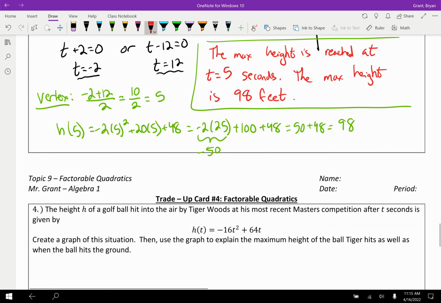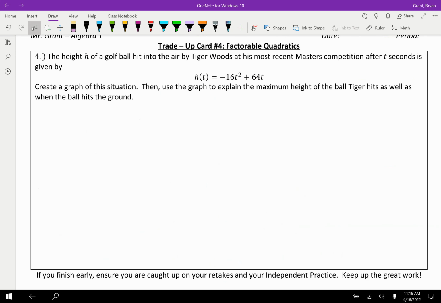All right, last trade-up card. Let's see what we can do. The height h of a golf ball hit into the air by Tiger Woods at his most recent Masters competition. And that might age this video a bit, but he did actually just compete in a Masters competition in 2022. After t seconds is given by h of t equals negative 16t squared plus 64t. Create a graph of the situation, then use the graph to explain the maximum height of the ball Tiger hits, as well as when the ball hits the ground.